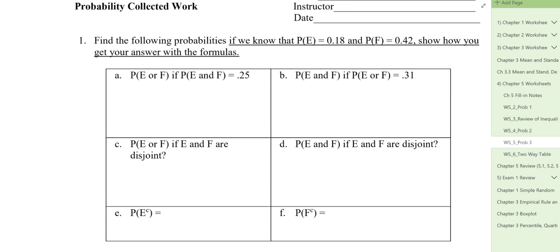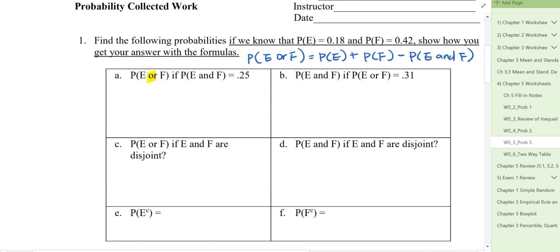One, find the following probability if you know that P of E is equal to 0.18, P of F is 0.42. Show how you get your answer with the formula. Okay, so A asks me to find P of E or F if P of E and F is equal to 0.25. Now the keyword is OR, and for OR probability, we add. So let's recall that P of E or F is equal to P of E plus P of F minus P of E and F.